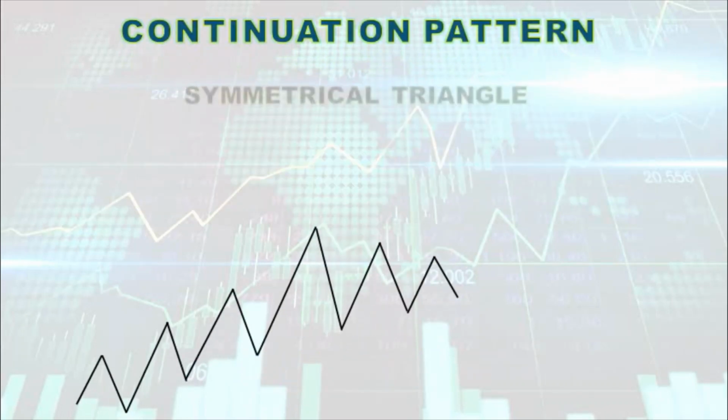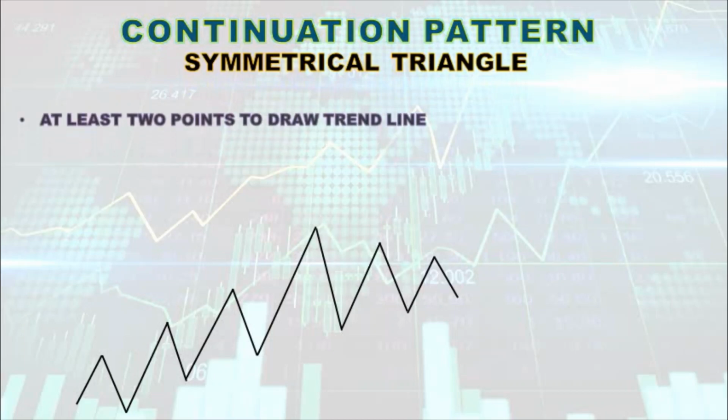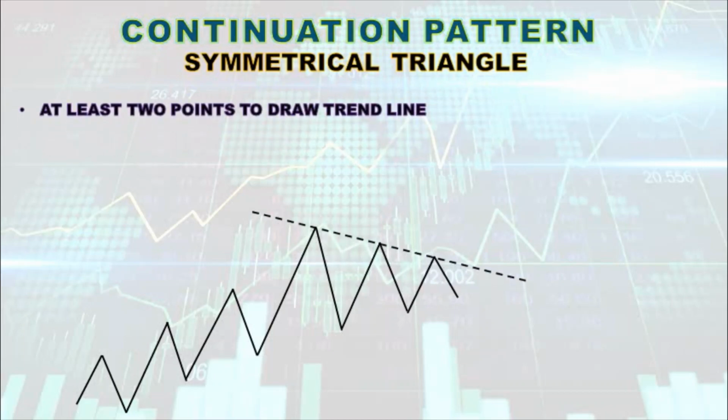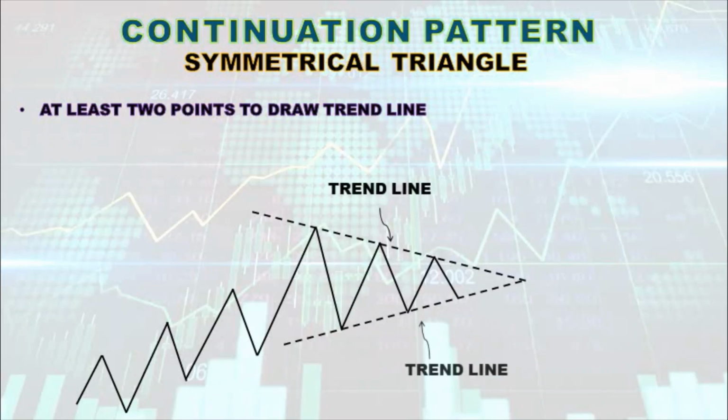The triangle is really made up of two trend lines which converge at the apex. The top trend line is descending while the lower trend line is ascending. You need at least 2 points to draw a trend line. After another point is created, you would realize that the pattern is a symmetrical triangle.